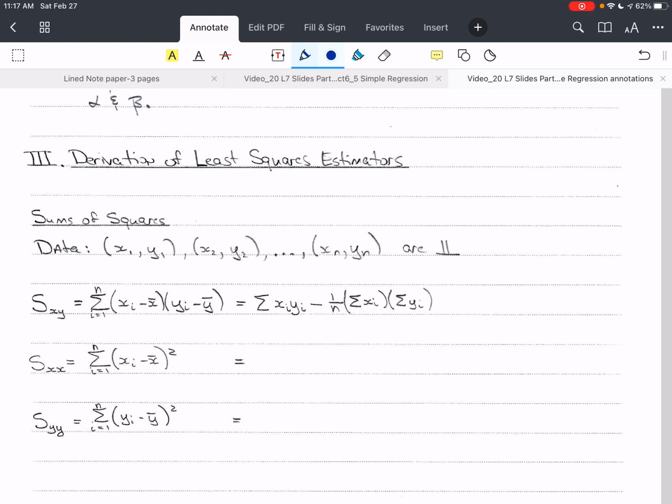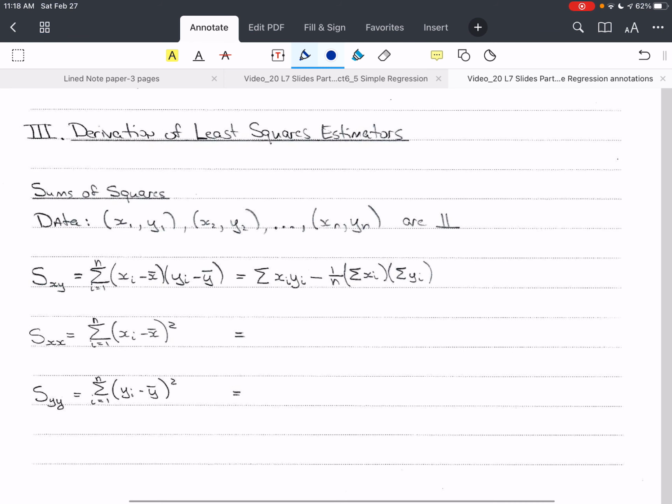So we're going to derive our least squares estimators. For the sum of squares, we need to define some notation and some formulas. For the data, we have this data, and the data comes in pairs. So for every value of x that we observe, there's a value of y. These things happen together, like height and weight. Each of these pairs of data are independent of each other if this is a random sample.